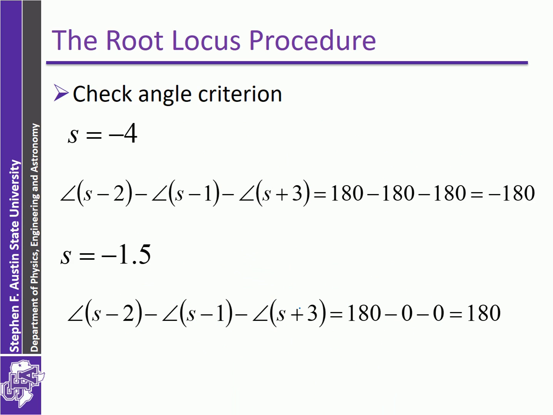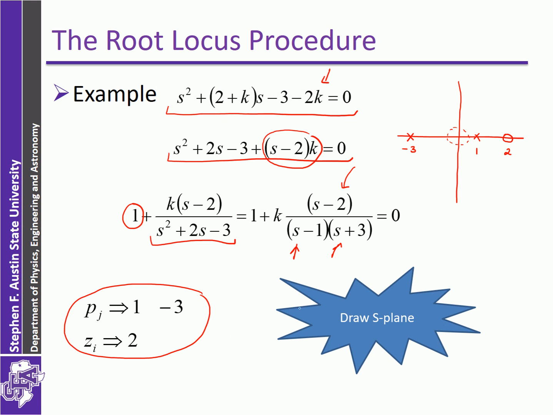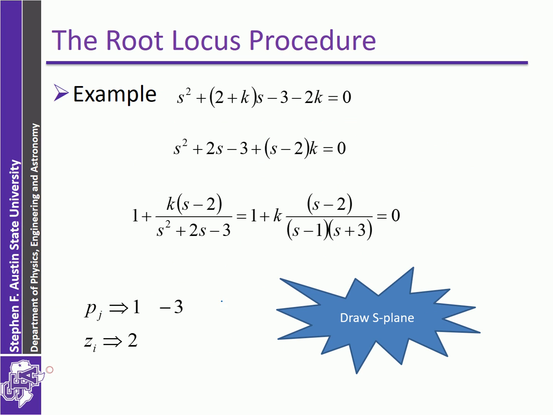So then the next thing we need to do, let's check just the angle criterion. If we look at our equation in this way, let me just clear it really quick so we can work with these expressions. So when we look at this expression, basically we're looking for the angles of this thing. Okay, so we're basically looking at the angle of the expression s minus 2 over the angle of s minus 1 plus the angle of s plus 3.